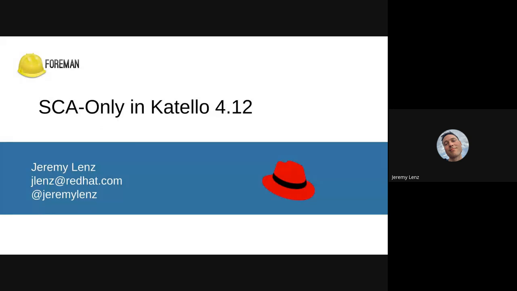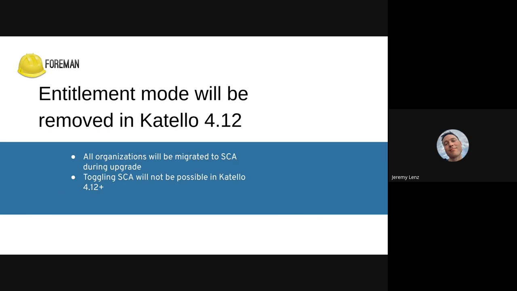So hey everyone, I'm Jeremy from the Katello team. Just rehashing this announcement I didn't get to make on the previous demo because it was canceled. If you are upgrading to Katello 4.12 or Foreman 3.10 with Katello, simple content access is going to be the only entitlement mode available. So entitlement mode will be removed in Katello 4.12. All organizations are going to be migrated to SCA during the upgrade, and then of course toggling SCA will not be possible in Katello 4.12 plus.